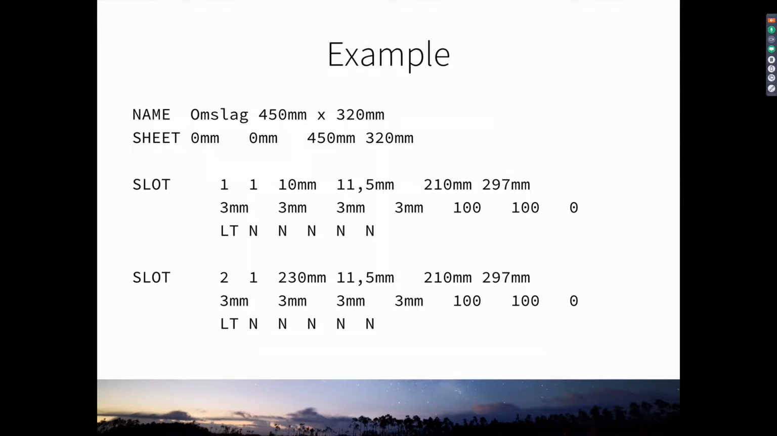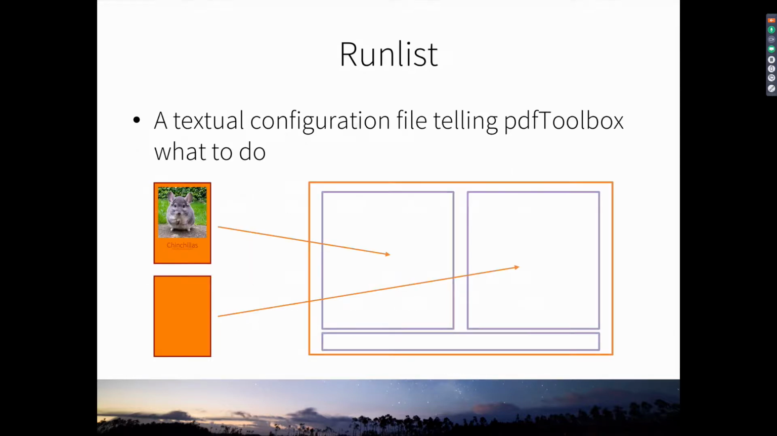And then the last thing is a Runlist, and it's the second configuration file that is used for an imposition in pdfToolbox, and that second configuration file tells pdfToolbox what to do. The Sheetconfig defines the sheet. Again, that's the thing we have on the right hand side with the 3 slots on it that I have defined. And then the Runlist tells pdfToolbox, take the first page from the incoming PDF file and place it into the first slot, so the slot on the left. Take the second page and place it in the slot on the right.